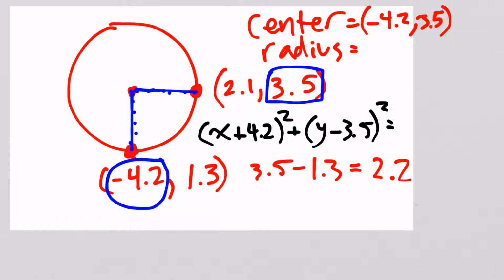Therefore, I can write (x + 4.2) quantity squared plus (y minus 3.5) quantity squared equals 2.2 squared. And I have the equation of my circle. And that's probably just about all you're going to do with circles in this unit.